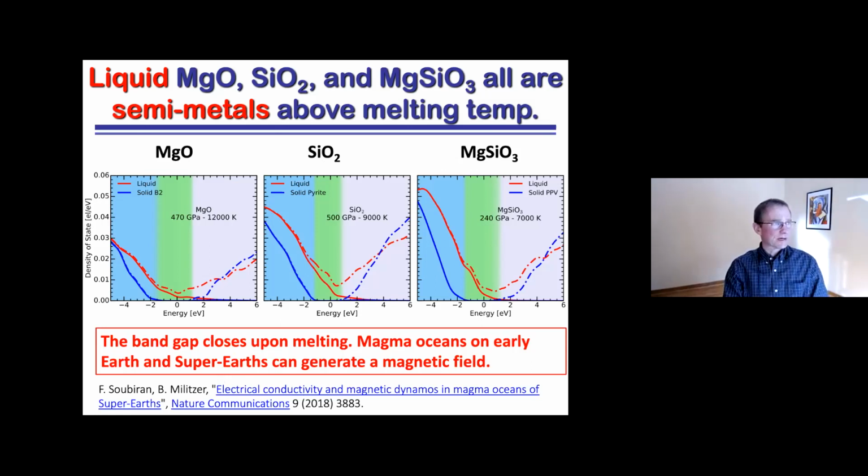So that idea was taken on by Lars Stixrude. He published another nice paper where he focused on conditions for the Earth and showed that the same mechanism applies, and that even for the early Earth, if you add a little bit of iron, you get a state where the mantle can generate a magnetic field. And that may help us to understand why we have very early rock samples that show magnetization.